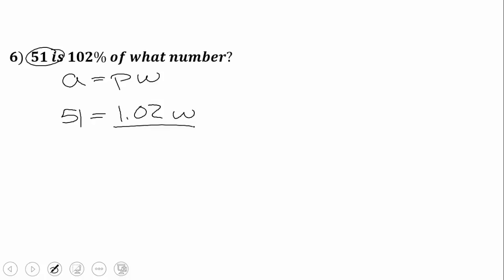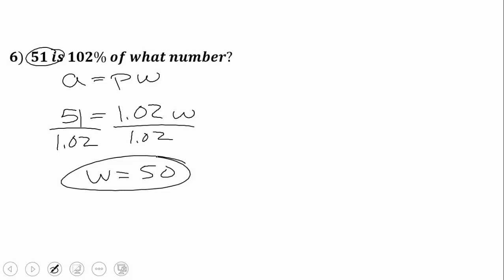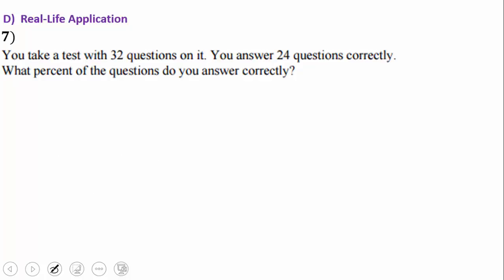So we divide by 1.02, and when we divide by 1.02, we get that W is equal to 50. So 51 is 102% of 50. Pretty easy stuff. Some people prefer the equation to the proportion. Some people prefer the proportion to the equation. But now we've used them both, and we've found all three types. Let's get to a couple real application problems that we will use the percent equation on.